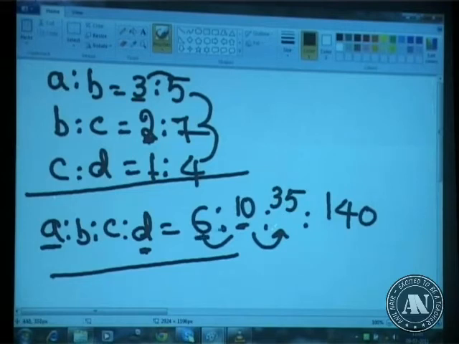If once I got 6, next value is B. A is to B. Compare with original A is to B. Originally, the value is 3. Now it is 6. How many times? 2 times. 5 2s are 10. Next is C. Originally, it is 2. Now it is 10. 5 times. 7 5s are 35. Right? One more example.